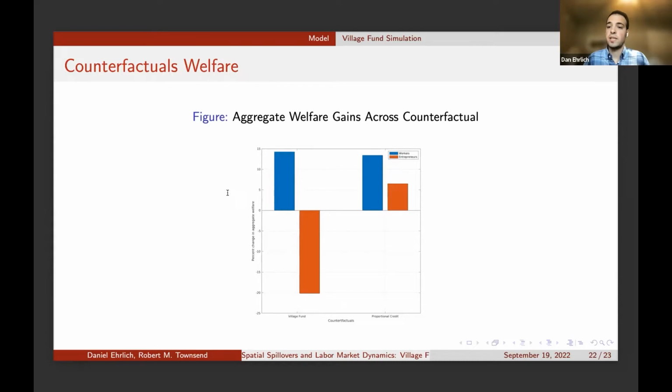The reason for this is the trade-off between the direct effect and the spillover effect for entrepreneurs. When credit is allocated proportional to population, the direct effects begin to dominate the spillover effects because there's less migration and therefore less of a trade-off between entrepreneur and worker welfare.